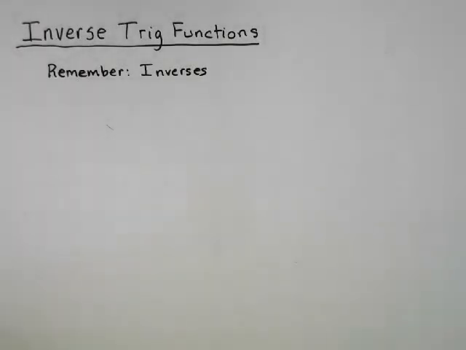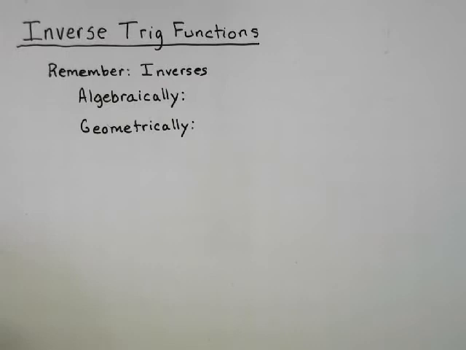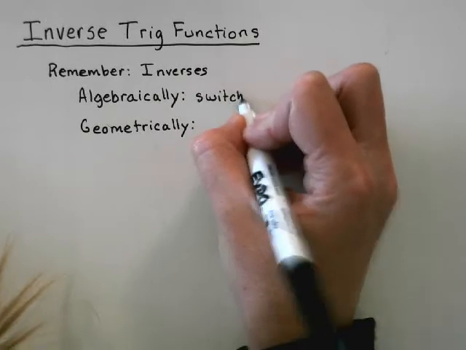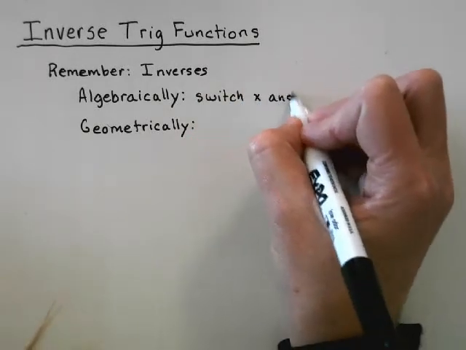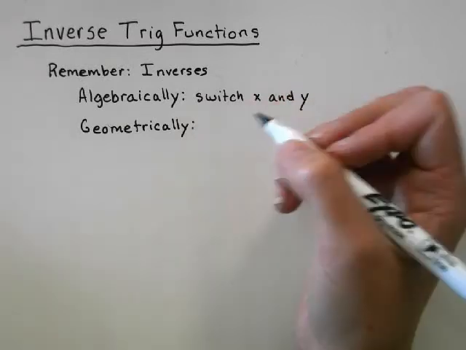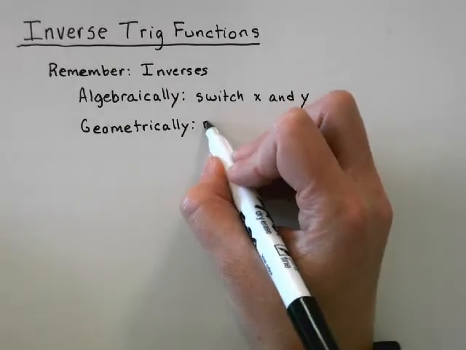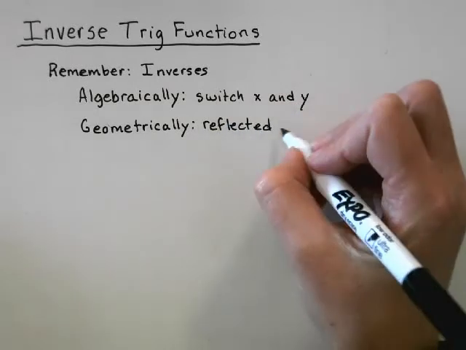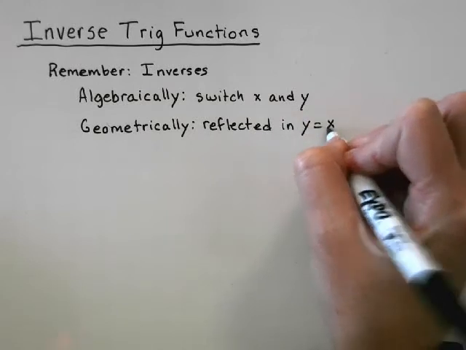So we have dealt with inverses previously. There's 2 different ways I want you to think about inverses. We're going to look at inverses algebraically, and we're going to look at them geometrically or graphically. So algebraically, we switch x and y. Graphically, we switch the x and y coordinates, which means our graph is reflected in the line y equals x.